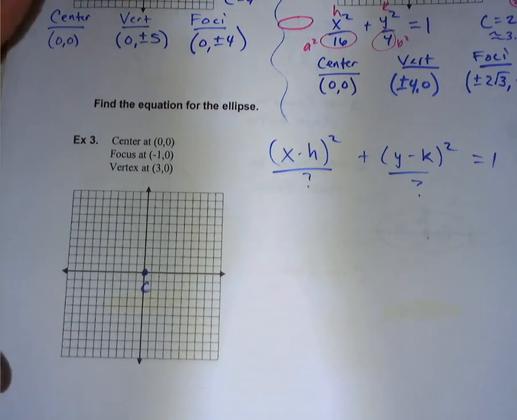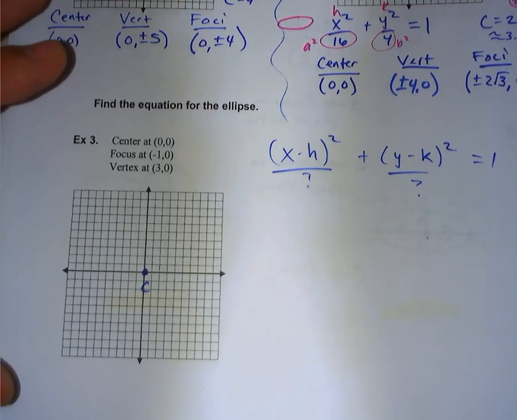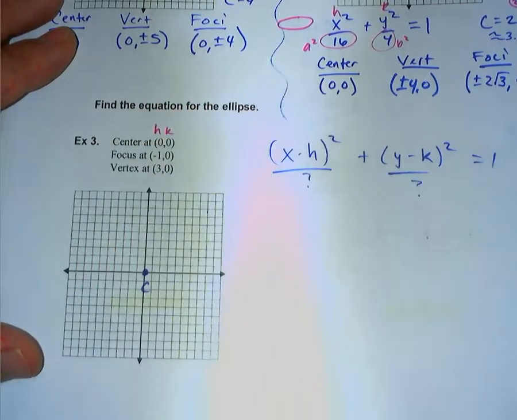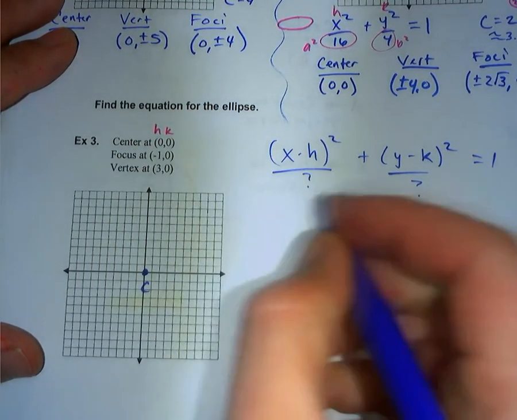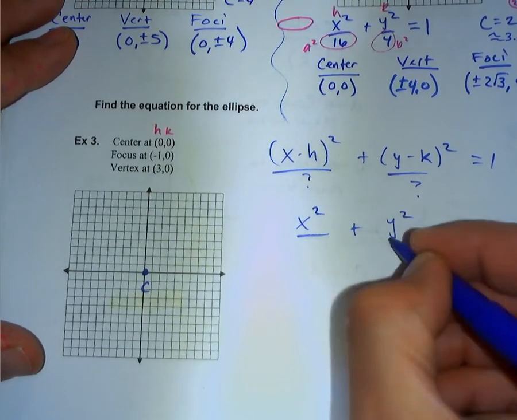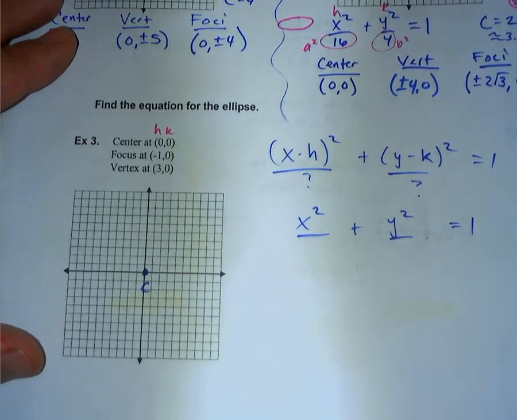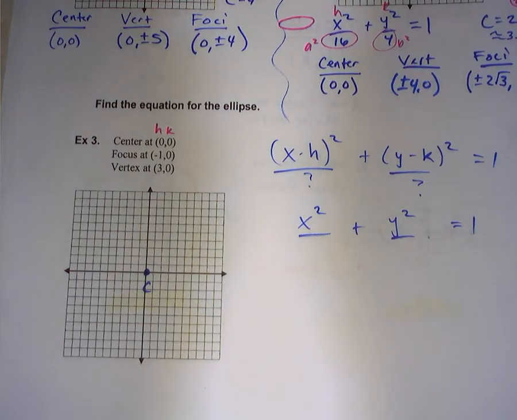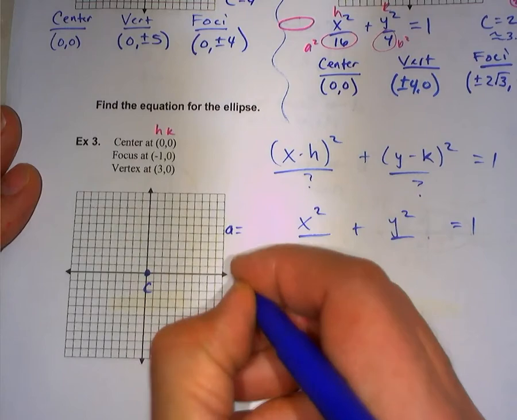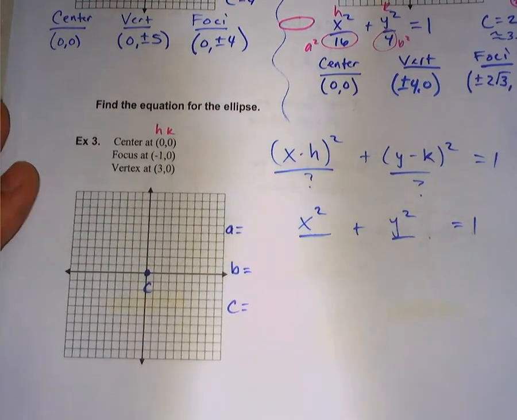But right now, if I have my center, what do I know? I know my h and k values. So if I plug that in, x minus 0 is x squared. y minus 0 is y squared. Equals 1. Now I use this other information so I can pick out the a value, the b value, and the c value, so I can graph and come up with the equation.